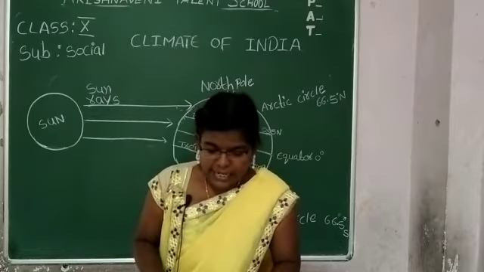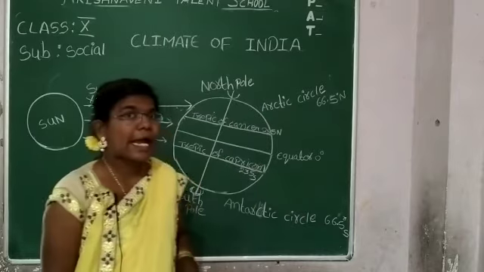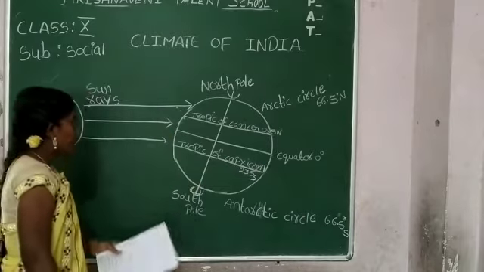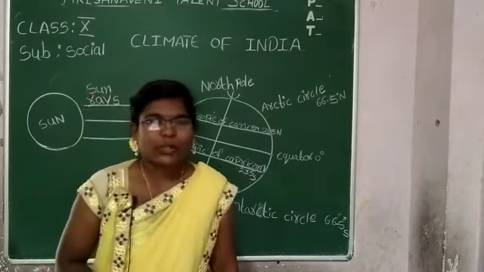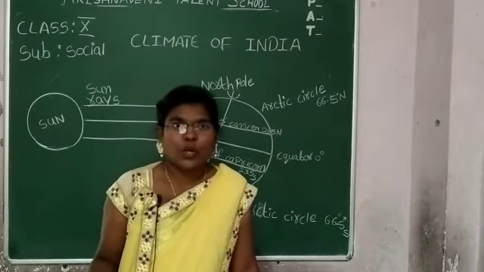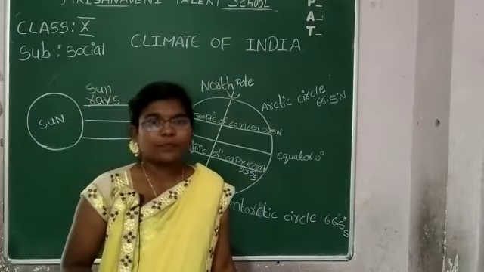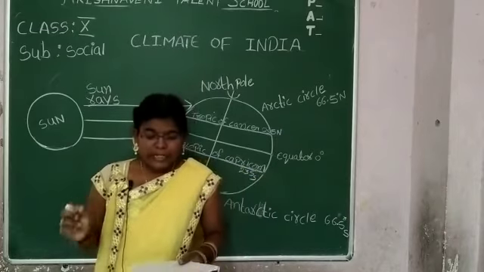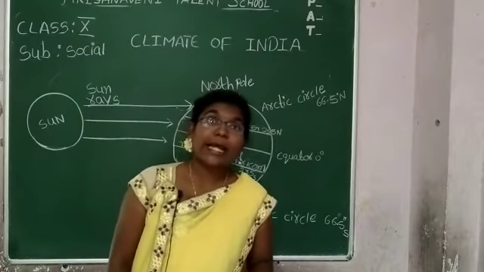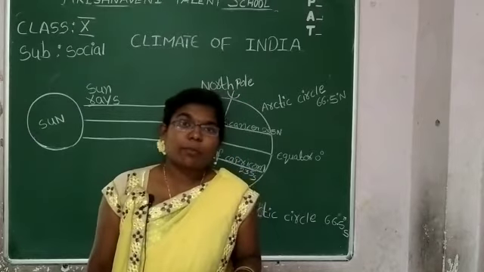Let us start. The state of atmospheric condition over an area at a particular point of time refers to weather. We are always saying, "Today climate is not good," "Today weather is not good." What is the difference between climate and weather? Here, the state of atmospheric condition over an area at a particular point of time refers to weather.